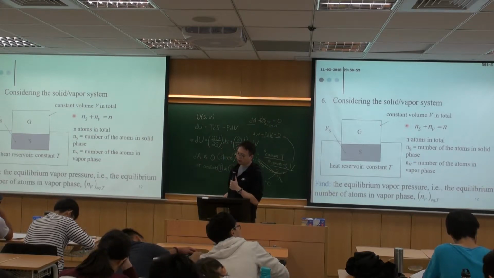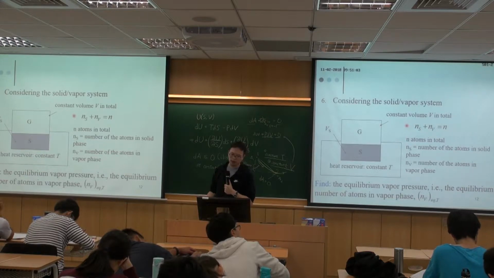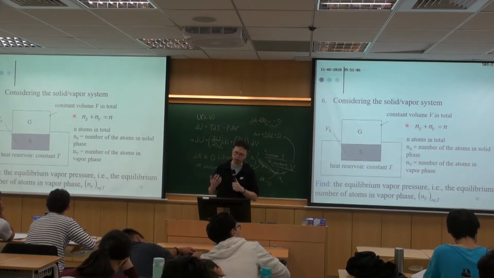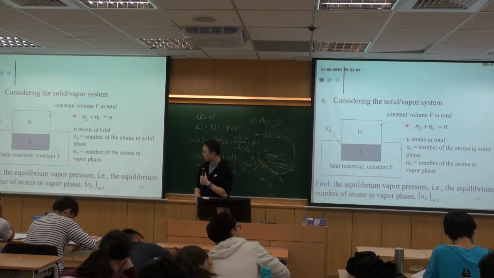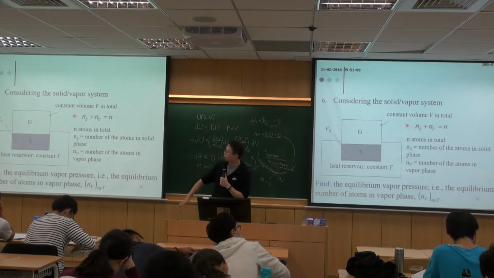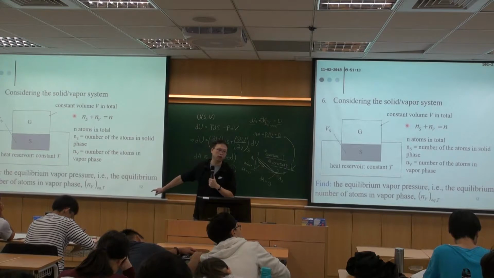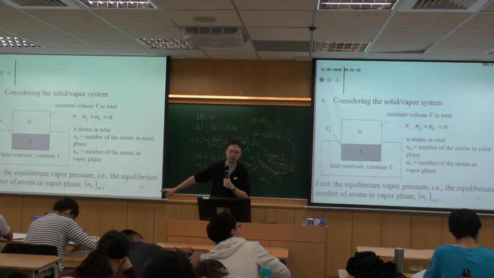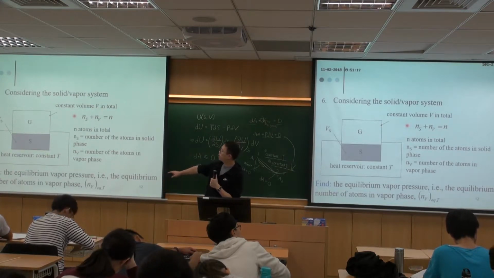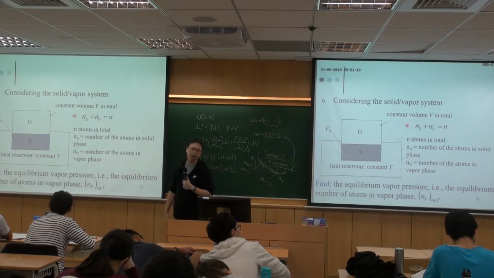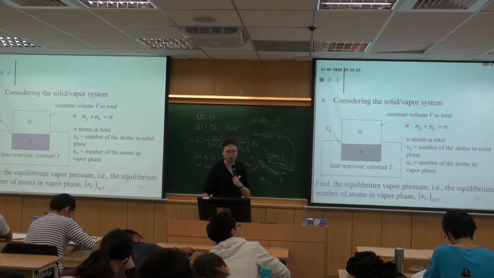So you have N atoms in total, and Ns stands for the atoms in the solid phase and Mv for the vapor phase. So this is fairly straightforward. And one thing that we want to find is the equilibrium vapor pressure, which means that we want to find how many particles will there be in the gas, in the vapor phase.